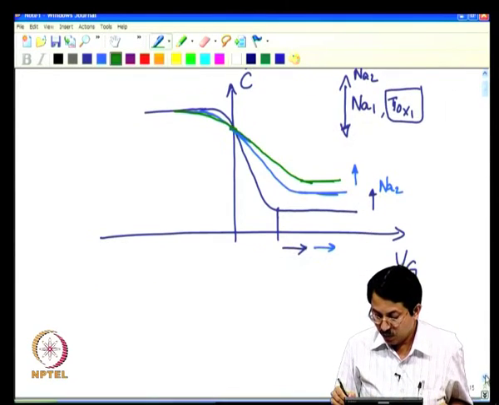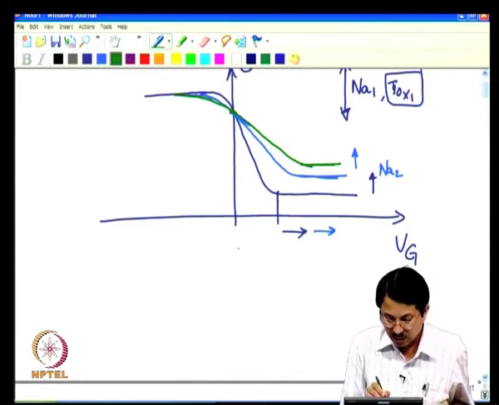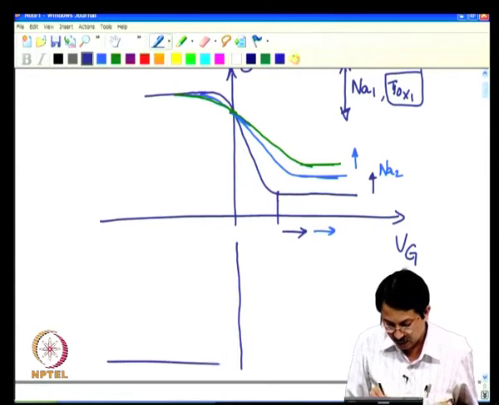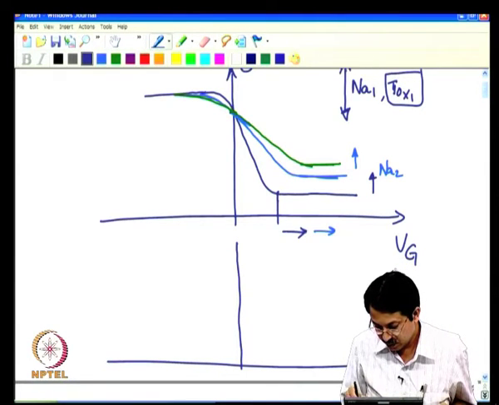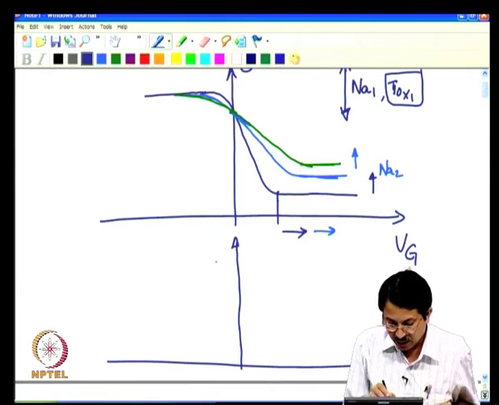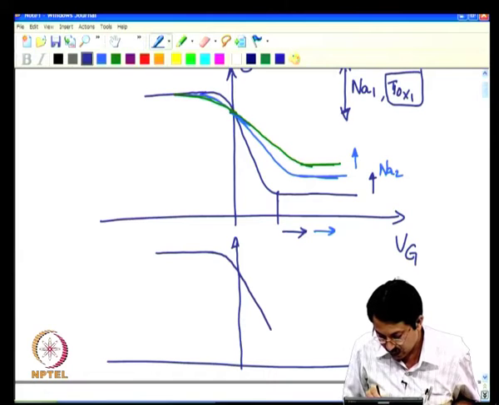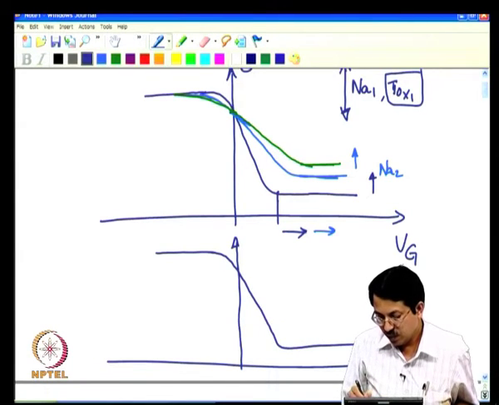Now, if you were to consider the other situation wherein you keep Na constant, let us sketch those characteristics as well. Let us again say that we start with some CV characteristics for certain values of Na1 and Tox1.